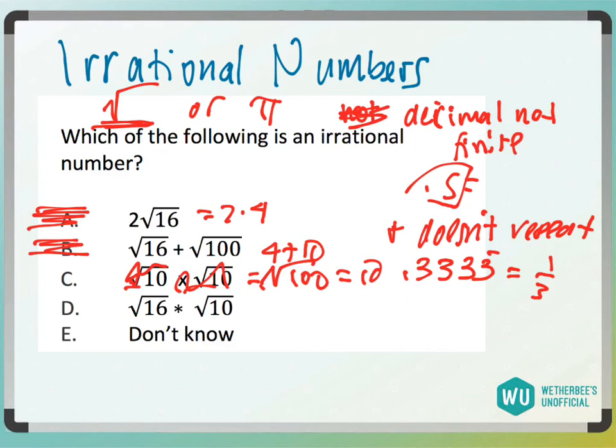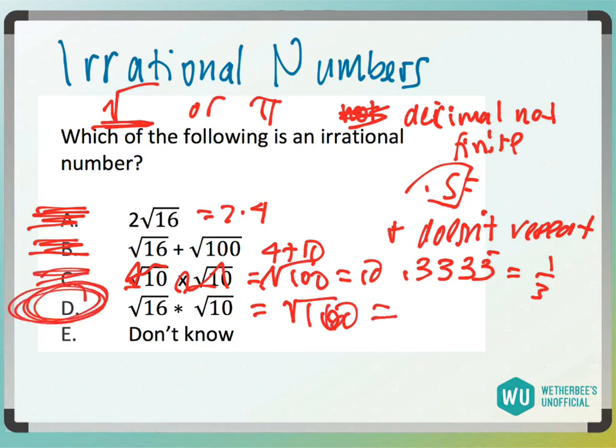But D would be basically 4 times root 10, or root 160. This is still going to remain a square root. It's not a perfect square, so it would be answer choice D.